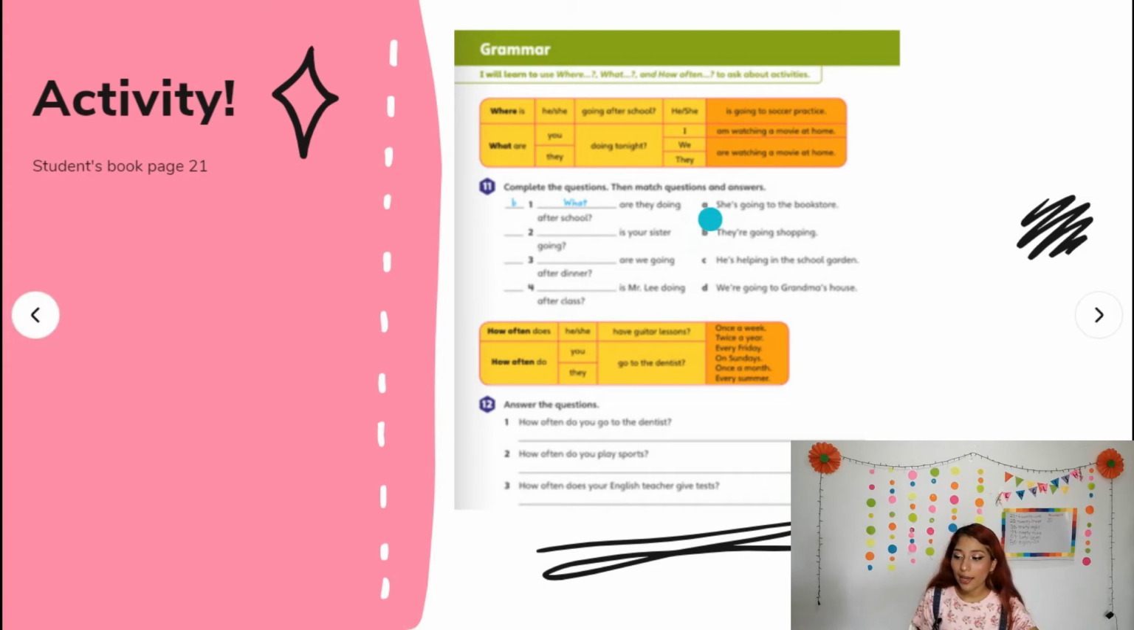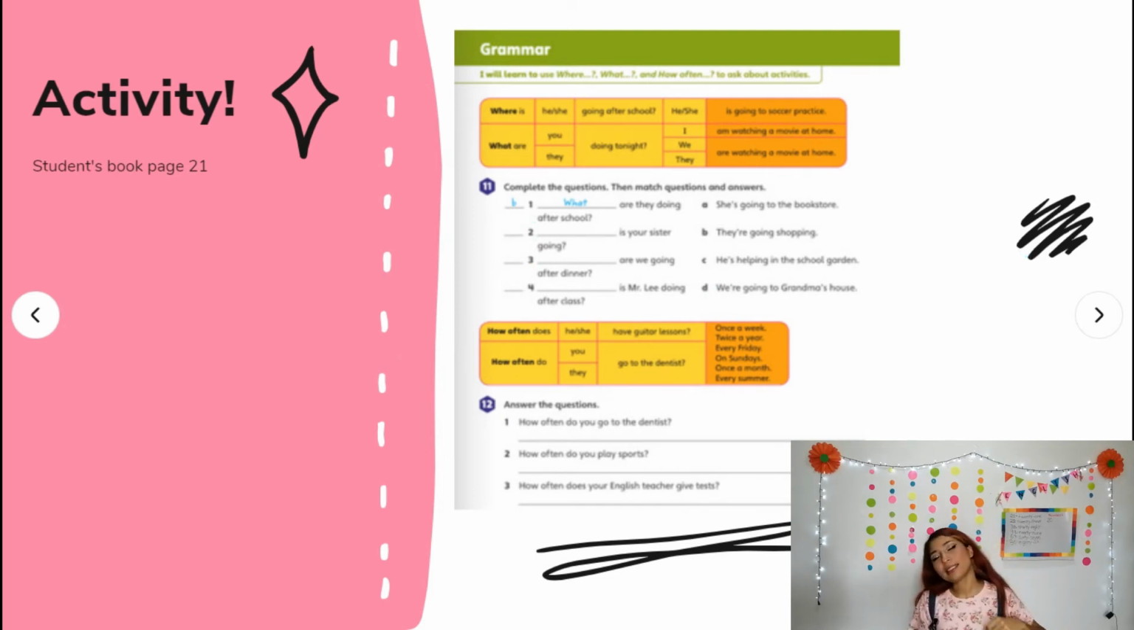You have letter A, she's going to the bookstore. Letter B is already used with number 1. They're going shopping. Letter C, he's helping in the school garden. Letter D, we're going to grandma's house. And that's it. You are going to write A, B, C, or D in here.